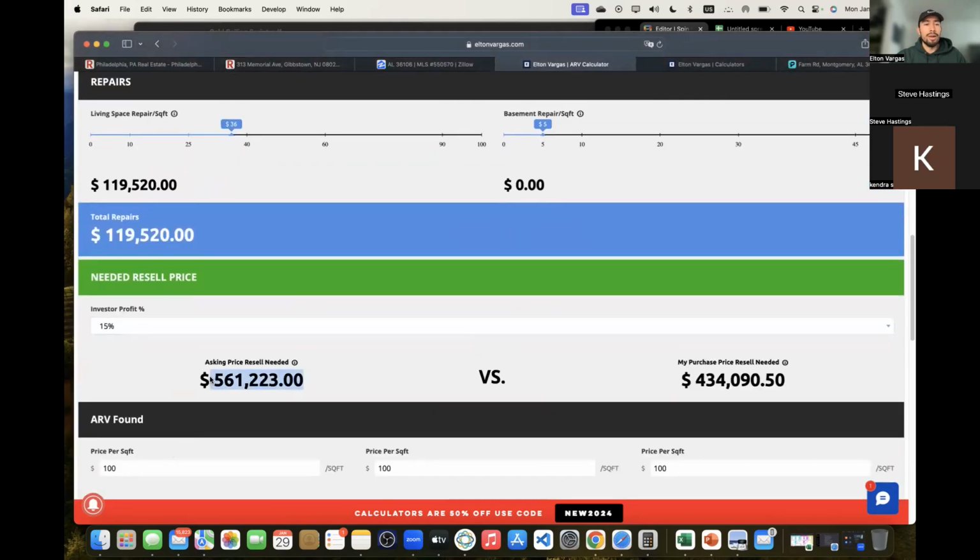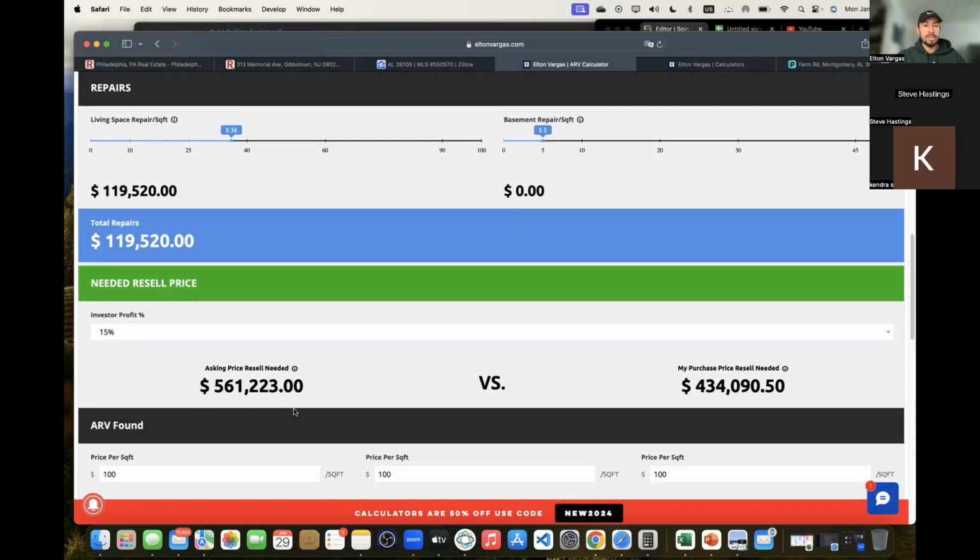And now the property needs to resell for $561,200 for me to make my money and do the repairs. Worst case scenario, I need to spend more money on repairs, so it's probably going to cut some of the profit. And if I can get away with fewer expenses, then by all means, I'll do so. But this is what the agent is telling me.